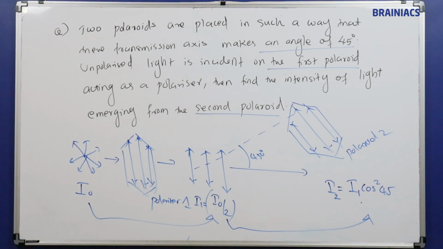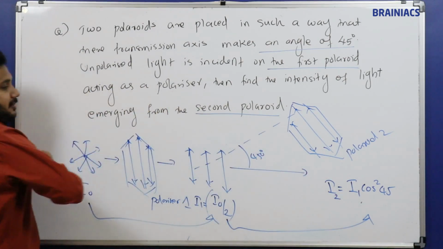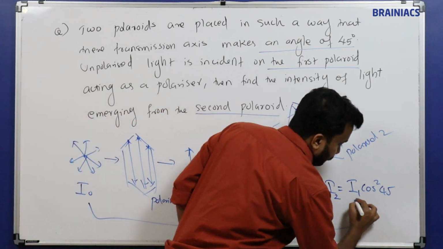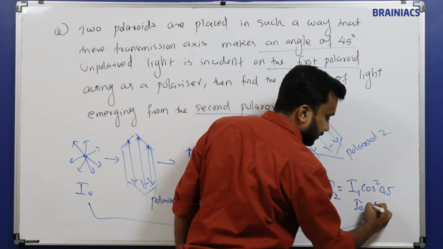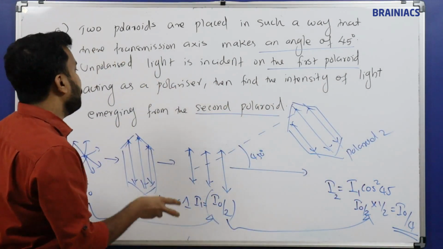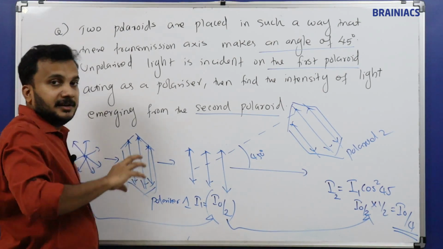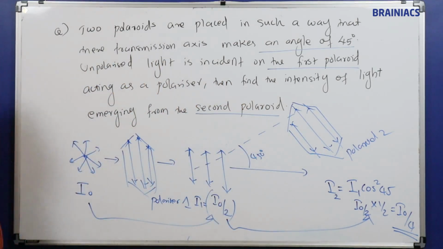So that value we need to make use of for the second polaroid. The value I1 from the first polarizer will be put into the second polarizer. So how will it come? I0/2 into cos square 45, which means 1 by root 2, and cos 45 in the square means 1/2. Answer is I0/4. So initially the unpolarized light had intensity I0, and the new intensity of the polarized wave is 1/4 times that of the unpolarized light. Answer is I0/4. Okay, so here we have applied the Malus law.